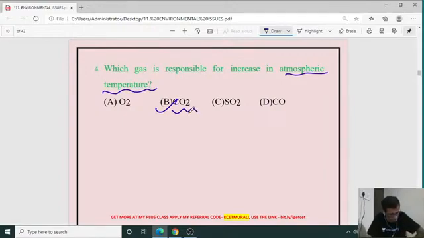Good evening. So for the fourth question, the right answer is B. Okay, B is the right answer for the fourth question.